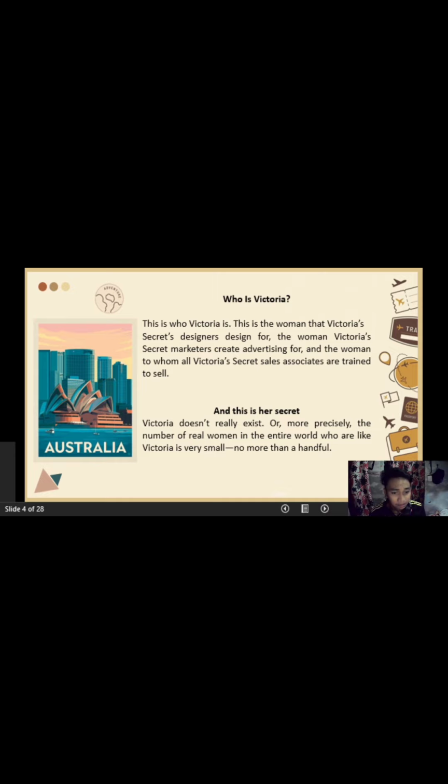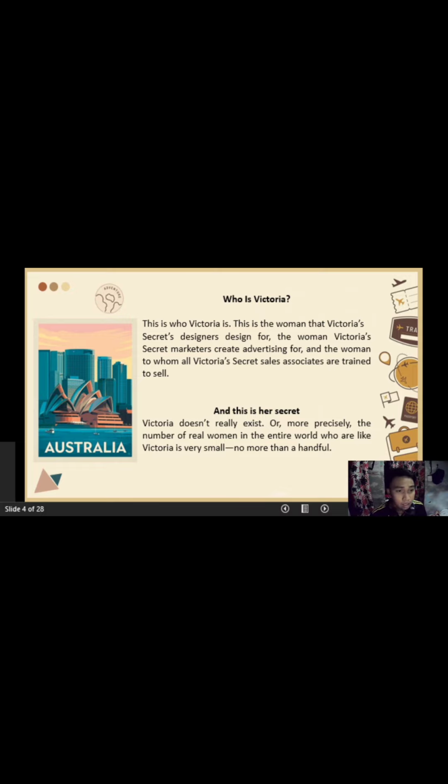And next, this is her secret. Victoria doesn't really exist, or more precisely, the number of real women in the entire world who are like Victoria is very small, no more than a handful. So, sabi dito, si Victoria hindi naman talaga siya nag-e-exist. Ayun yung sabi sa ating e-book.